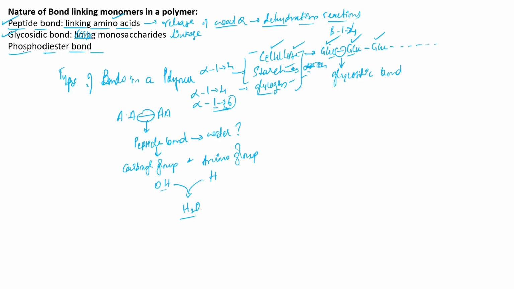And now the last bond is called the phosphodiester bond. The phosphodiester bond is a bond that links adjacent nucleotides.